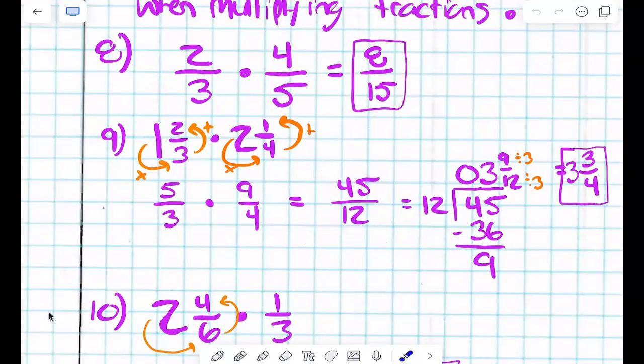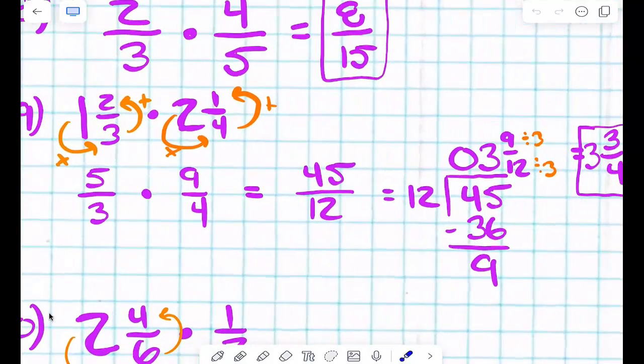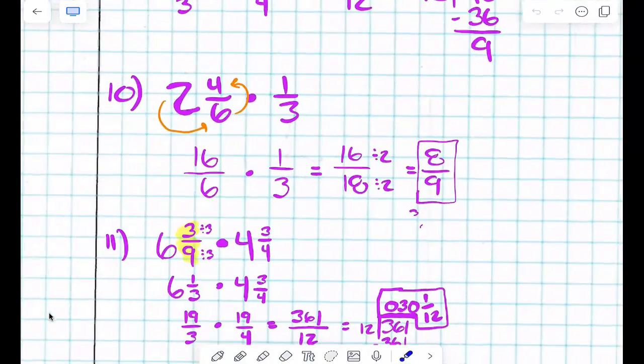Why is 45 over 12 unacceptable? It's improper. And so you convert improper fractions into mixed numbers by using what process? Division. Should you simplify at the end? Yes. Is it actually better to simplify early? Yeah, the earlier you simplify, the better.